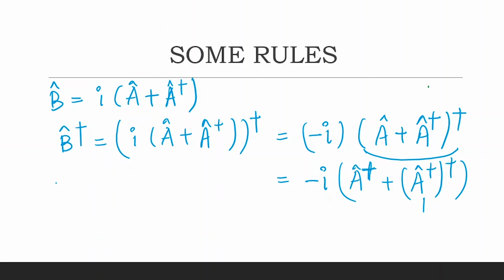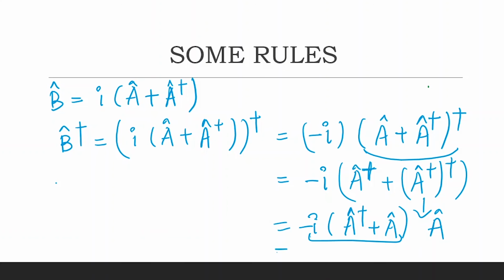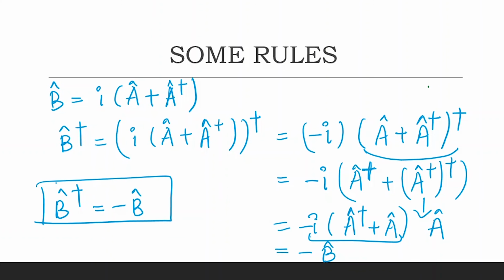So this comes out to be the original operator A, then minus iota times A cap adjoint plus A cap. This will be equal to this whole thing except with a minus sign, which is equal to minus B operator. So we have started with the adjoint of B and we have reached minus B operator. So this B operator is anti-Hermitian.